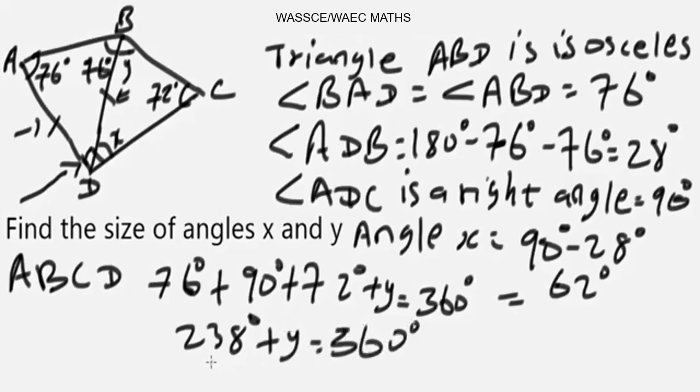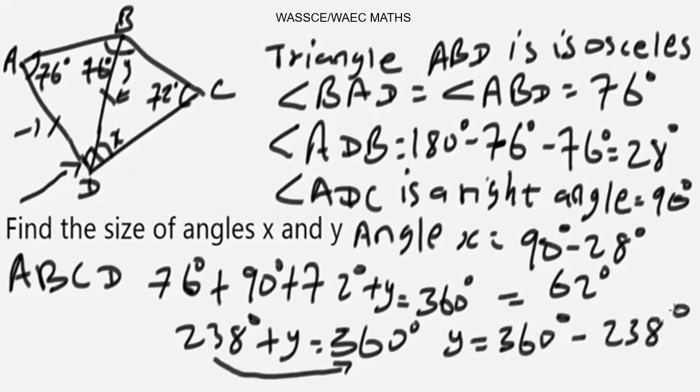So this 238 crosses over the equality sign and changes to a negative. So our y will be 360 degrees minus 238 degrees. When you punch it on the calculator, you're going to have 122 degrees. Alright, so that will be the answer for the y value.